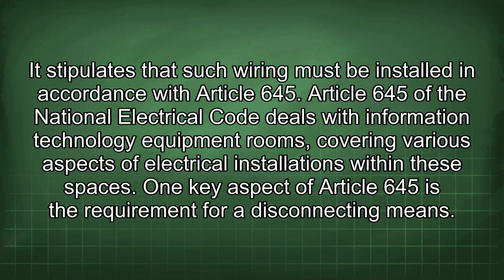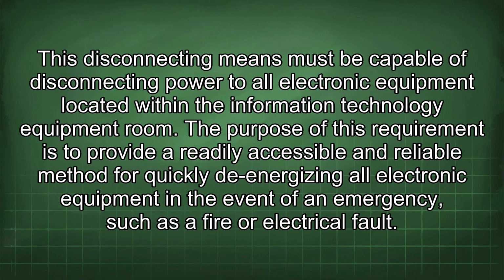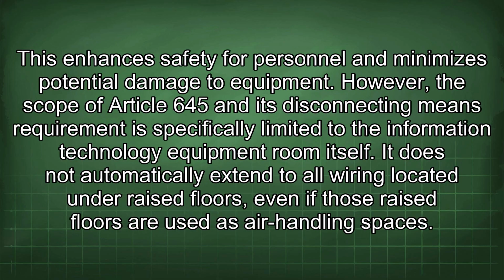these spaces. One key aspect of Article 645 is the requirement for a disconnecting means. This disconnecting means must be capable of disconnecting power to all electronic equipment located within the information technology equipment room. The purpose of this requirement is to provide a readily accessible and reliable method for quickly de-energizing all electronic equipment in the event of an emergency, such as a fire or electrical fault. This enhances safety for personnel and minimizes potential damage to equipment.